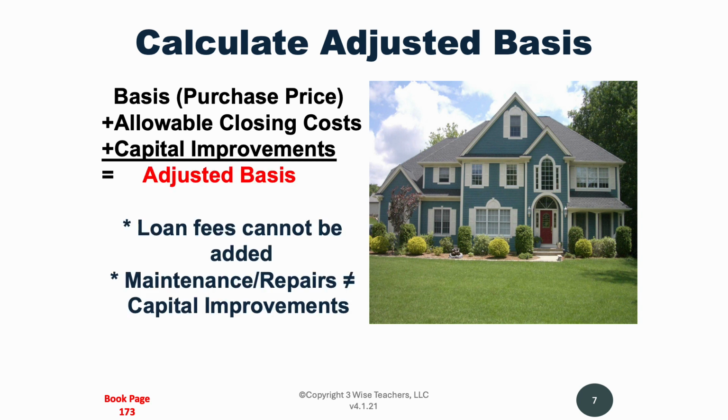Now, on the adjusted basis, what you're looking at here is what you have in the property. And when I say what you have in the property, notice it starts off with basis. I have already looked ahead at the next slide. I know that we're going to define basis in detail, but I want you to think of that as what you had in it, the purchase price plus allowable closing costs. The allowable closing costs are actually defined in IRS Publication 523.